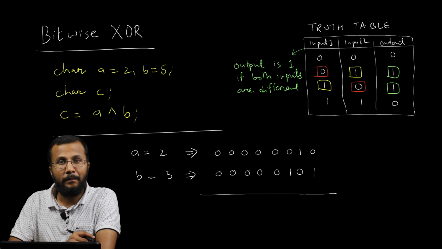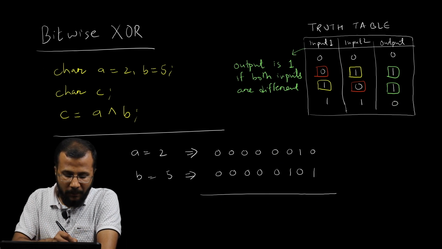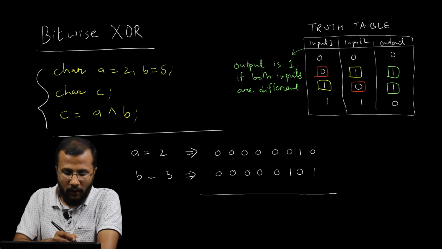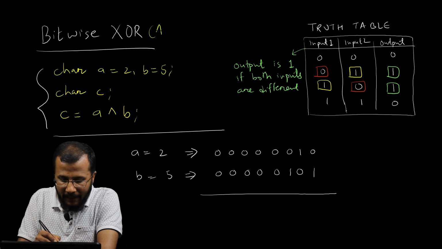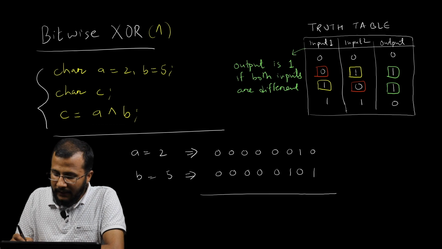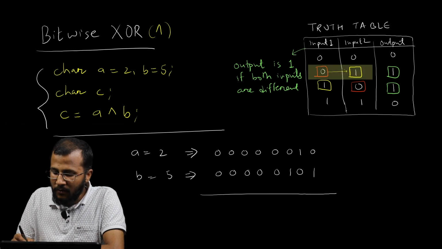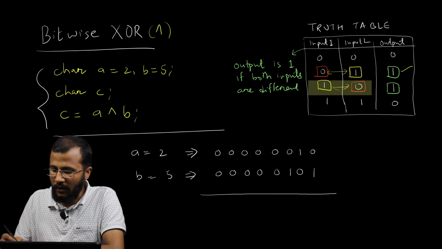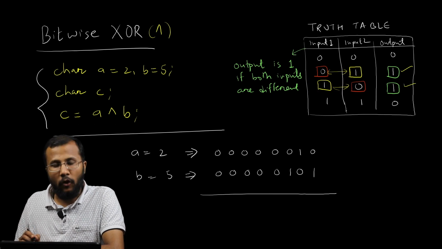Now let's look at bitwise XOR. Bitwise XOR, or exclusive OR, has the symbol of a caret like this. In bitwise XOR, the output is 1 if the inputs are different. In this case the inputs 0 and 1 are different, so the output is 1. Here the inputs are different, so the output is 1. In all other cases the output is 0.